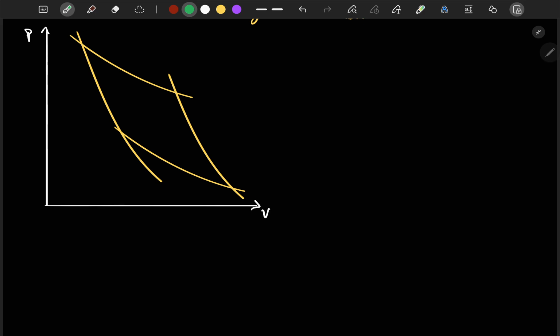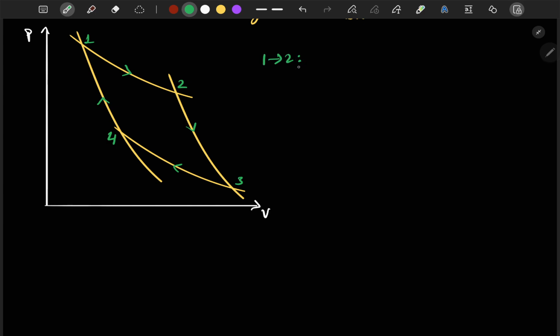Here, let me name the points first. Let's say this is point 1, this is point 2, this is state 3 and state 4. These points are also called states. The system will first move from 1 to 2, then 2 to 3, then 3 to 4, then 4 to 1. These are the processes. Now I will describe each process. First I will discuss process 1 to 2.